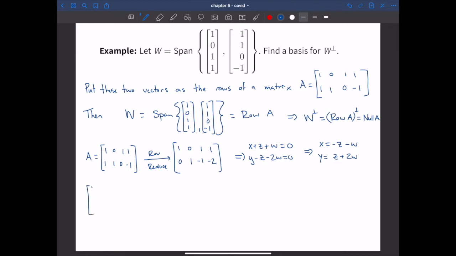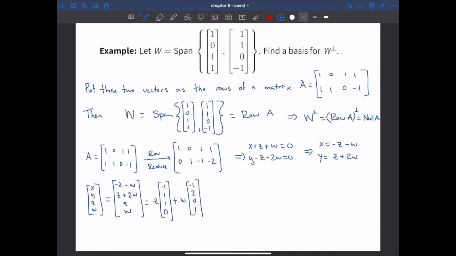So if we take our vector x, y, z, w, and replace our leading variables with these expressions in terms of our free variables, we can split them up like we normally do, and we get this vector here, and this vector here.